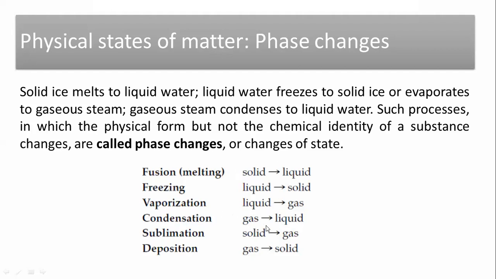Actually, these are the four main ones. And one more: if a solid is directly converted into a gas, here a solid first turns to a liquid, and then the liquid to a gas, but if the solid is directly converted into the gas, then this process is called sublimation. And the reverse of sublimation is called deposition, when gas is converted into the solid.